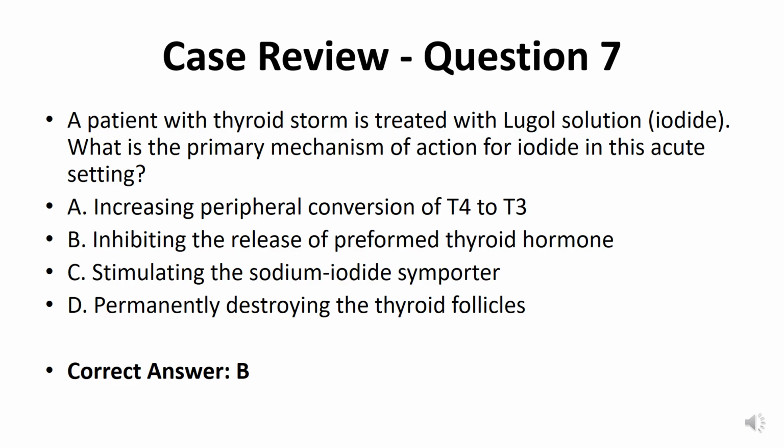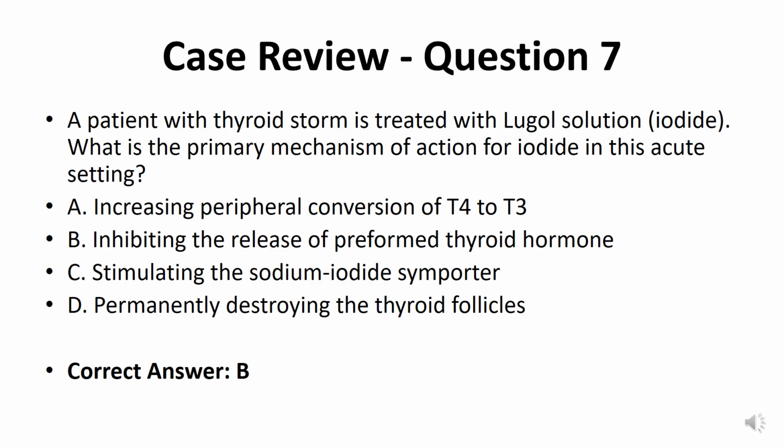An important clinical detail involves timing. Iodide should only be administered after thionamides such as propylthiouracil or methimazole have already been started. Why does timing matter? Because if iodide is given first, the thyroid gland could potentially use the extra iodine to synthesize even more hormone. Thionamides block hormone synthesis, while iodides mainly block hormone release. Using them in the correct sequence is essential during thyroid storm management.